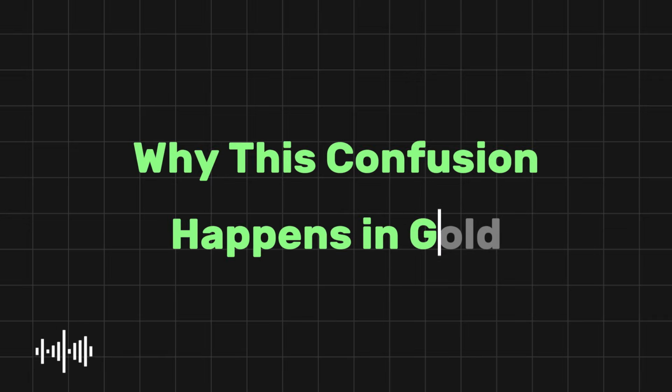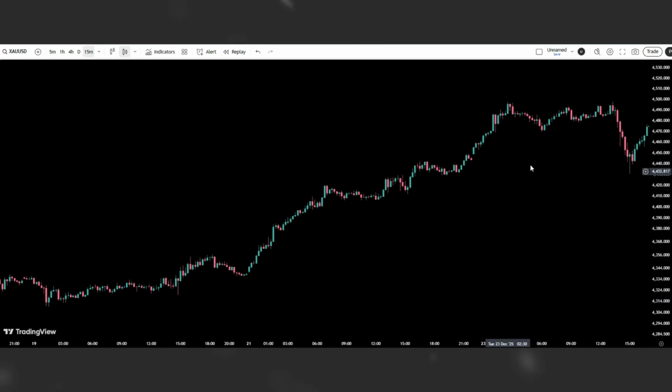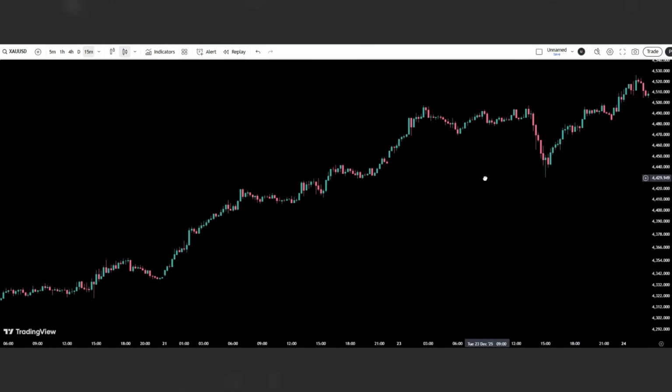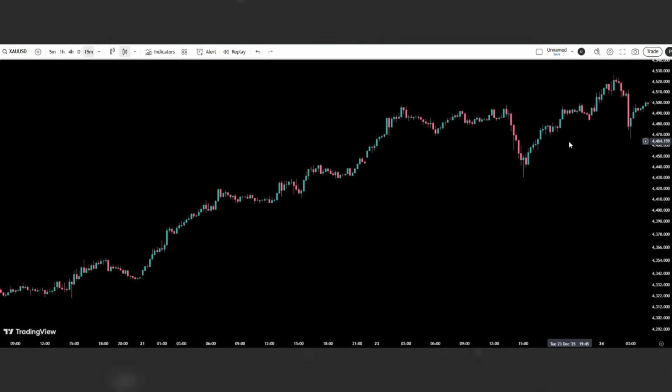Why this confusion happens in gold. Now that we know what a pullback and a trend reversal are, let's see why this is confusing in gold. Gold moves in strong waves, and during trends, it often makes sharp pullbacks. On your charts, these pullbacks can look like the trend is about to reverse, even when the trend is still continuing. This happens on short time frames like 5 or 15-minute charts and sometimes on higher ones too. Because of this, many traders panic, think the trend is over, and exit their trades too early. In reality, the price is usually just correcting within the same trend.